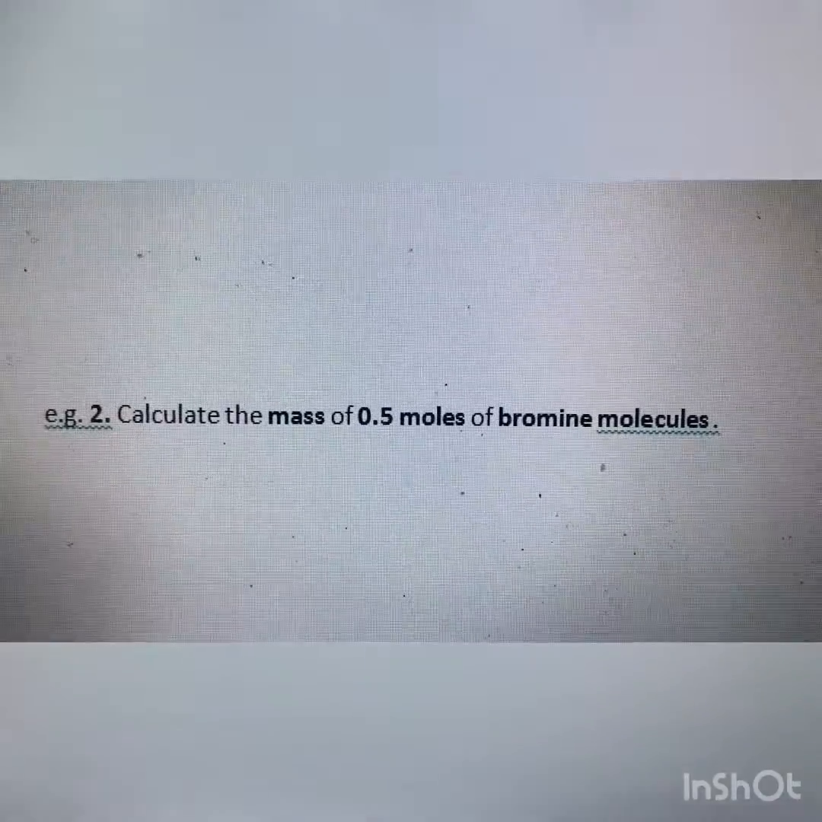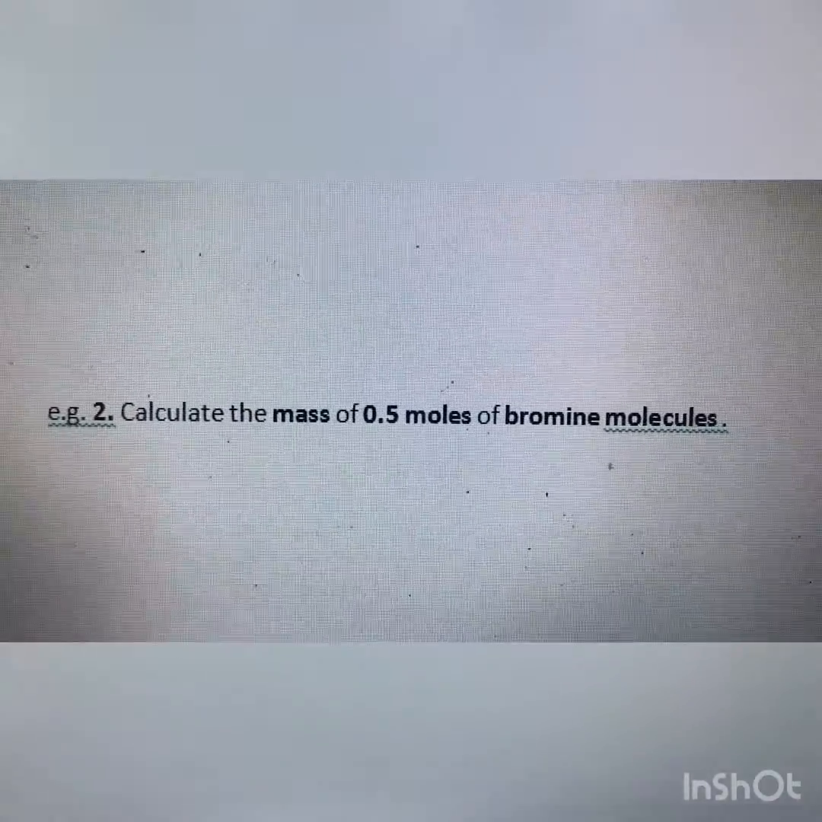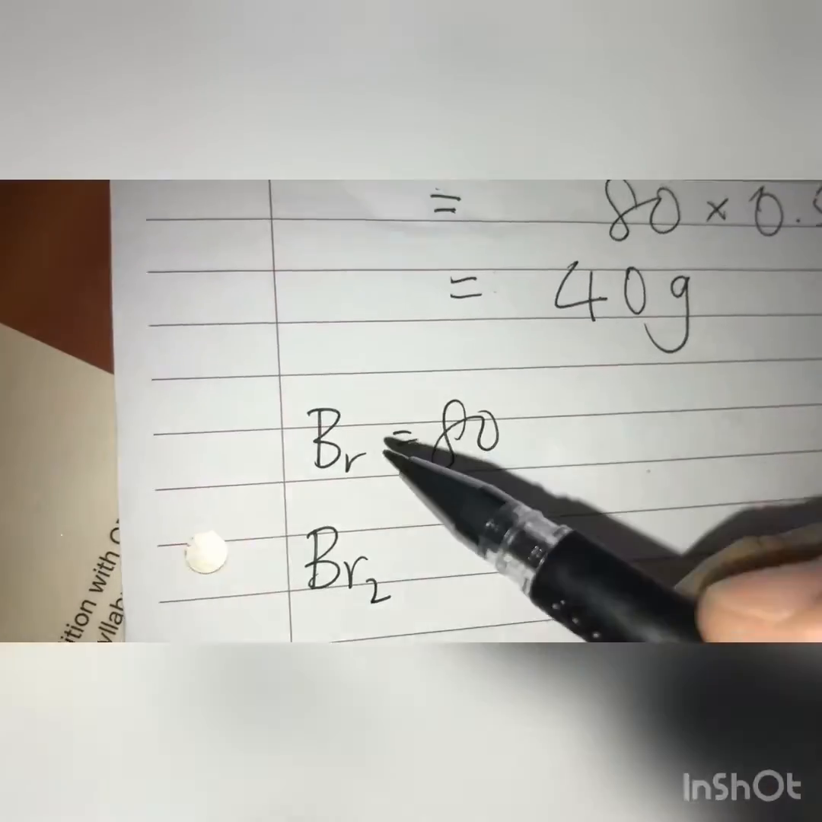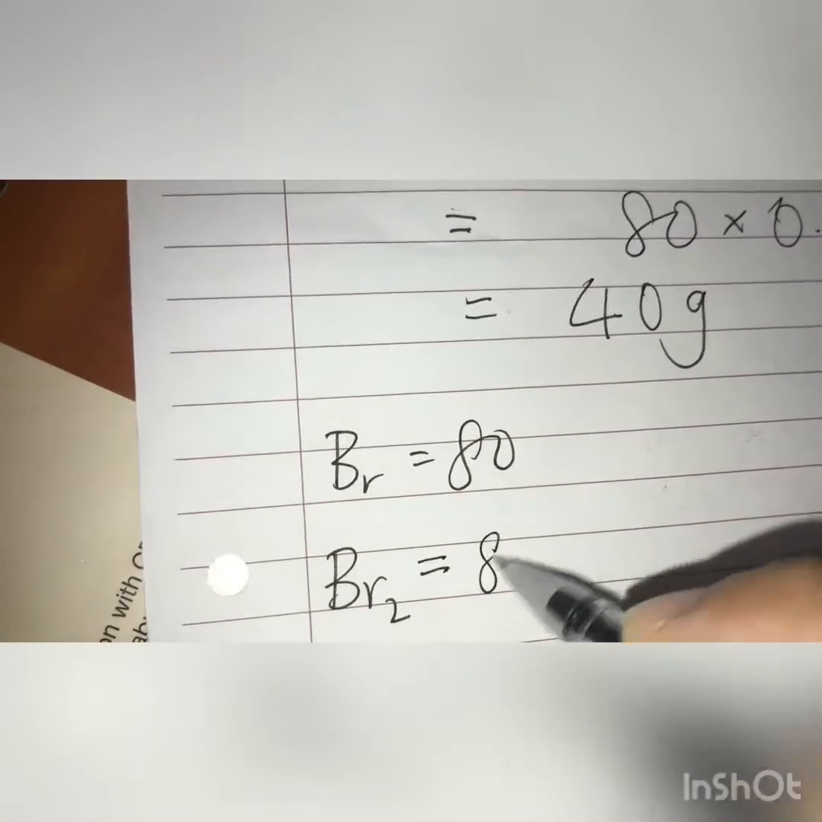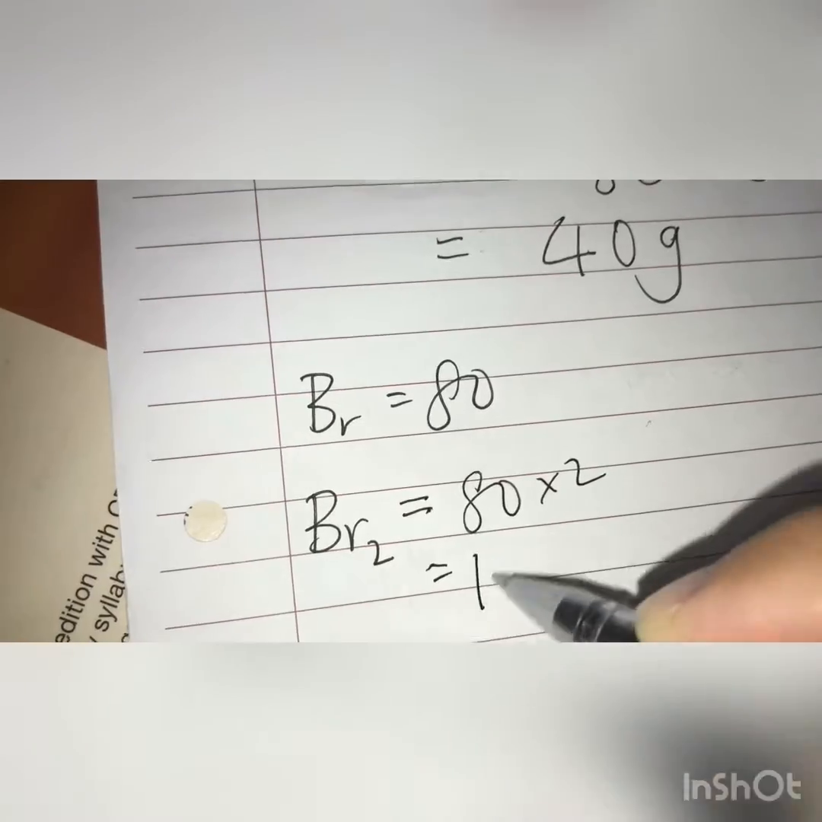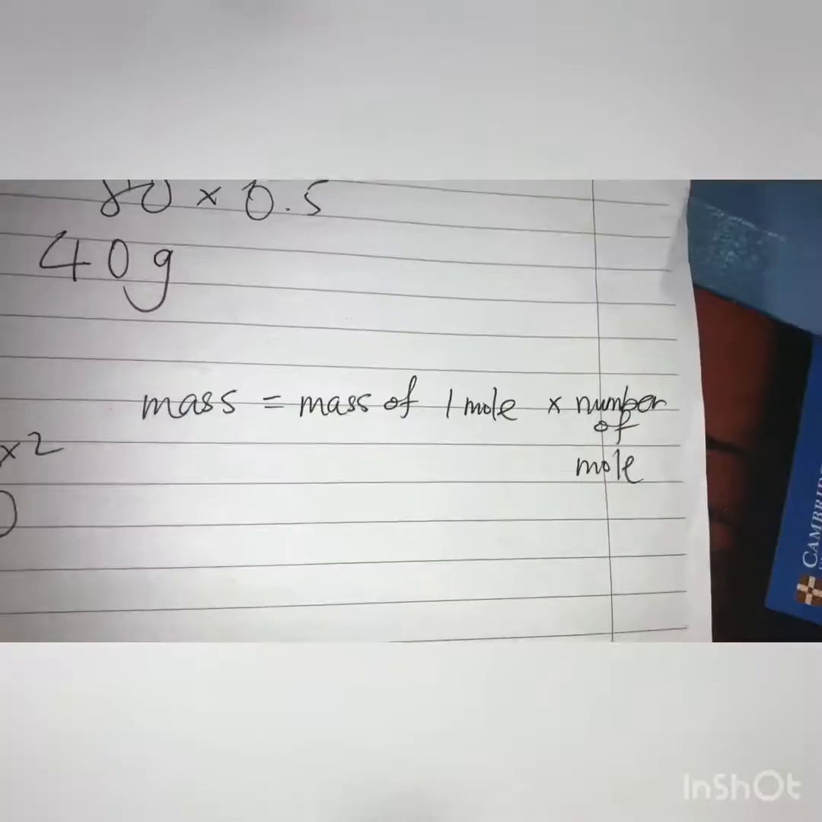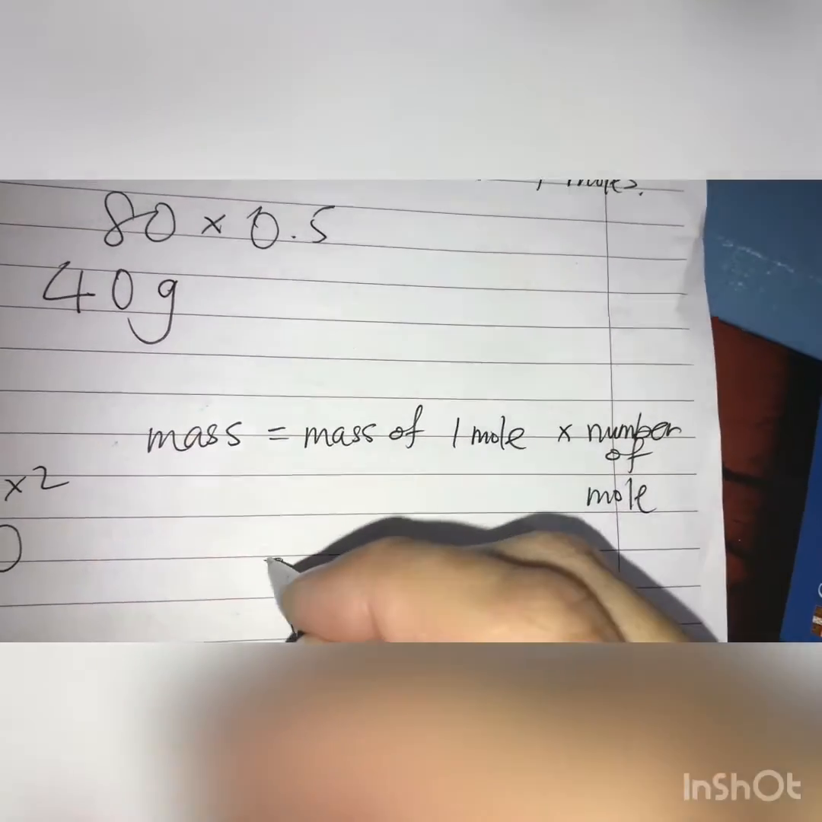Number 2, calculate the mass of 0.5 moles of bromine molecule. Atomic mass for bromine atom is 80. So bromine molecule will be Br2. So it's 80 times 2, which is 160. Same thing, to find out the mass.